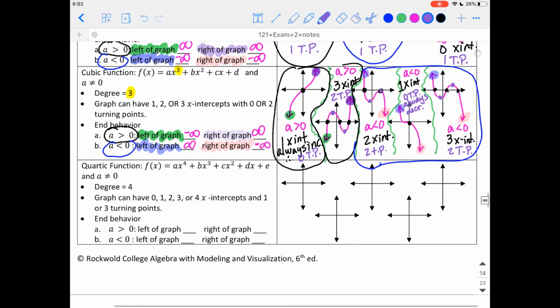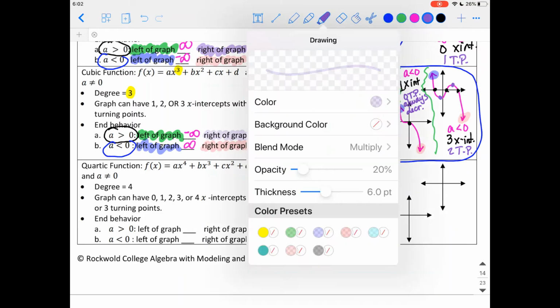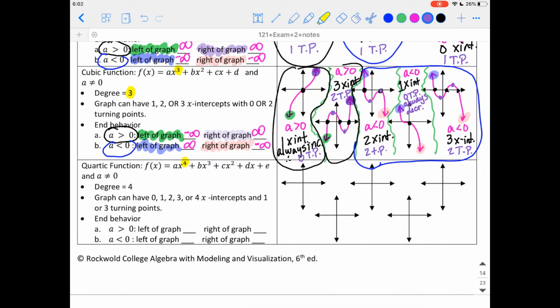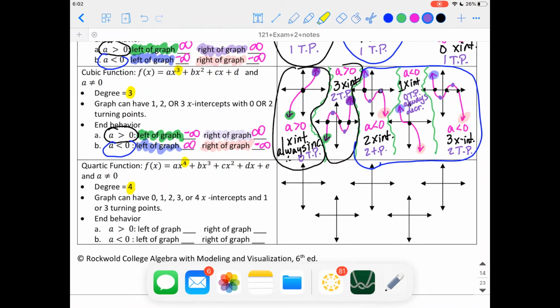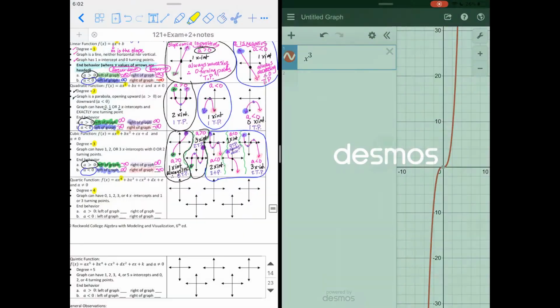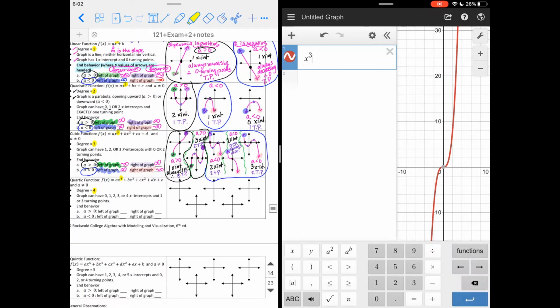Okay, a quartic function. So a quartic function, the degree is, highest power is 4. So the degree is 4. And again, a can't be 0, because if the a is a 0, then the first term is gone and we're left with a cubic or so on and so forth. So let's have some kids here that look like a quartic. So let me show you a quartic in case you haven't seen it before.